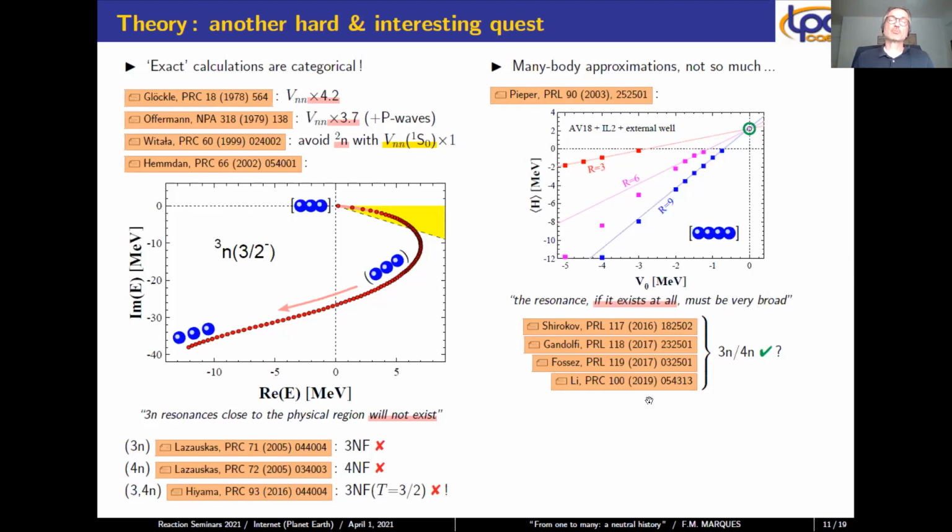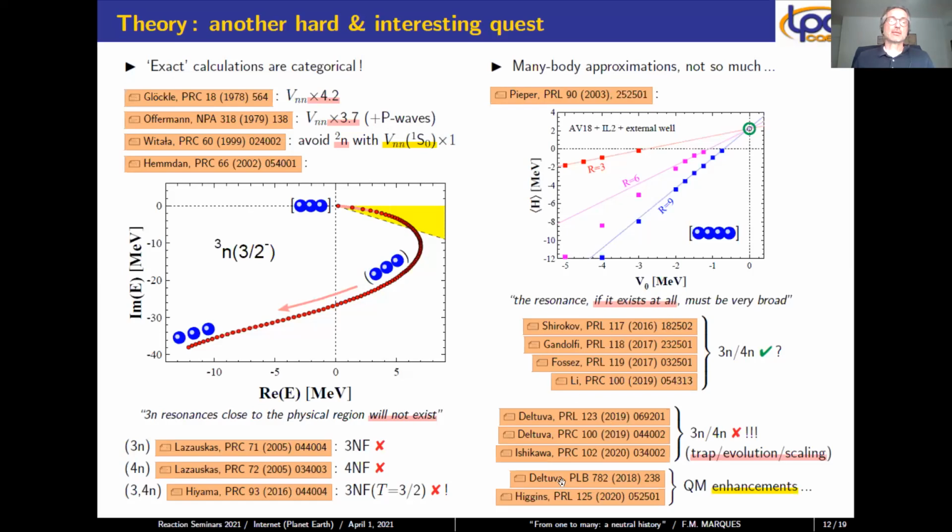And then a lot of people, after this prediction and the RIKEN result, other many body approximations reached similar conclusions. So these are some of the main works. This is no-core shell model. This is, again, Green's function Monte Carlo as Pieper. And these two are no-core Gamow shell model. And they all, by using factors and traps, they all predict 3 or 4 neutron resonances.